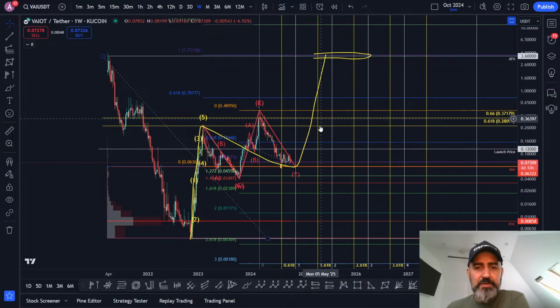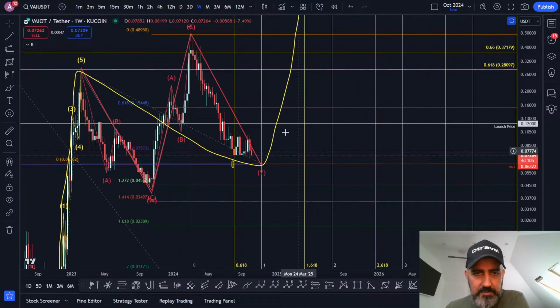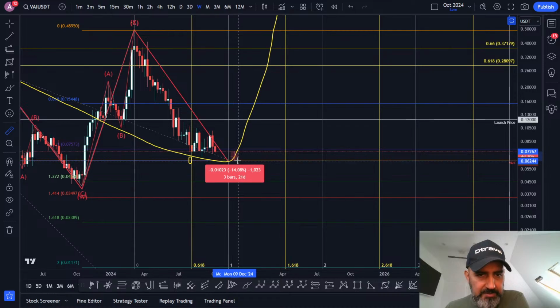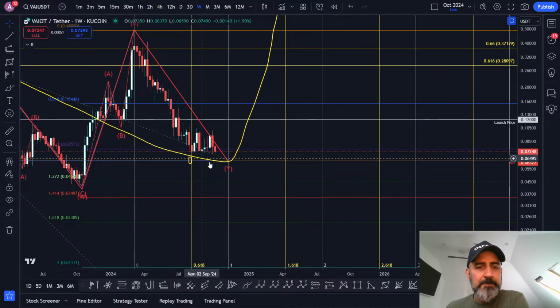It's a big mover if it was to do that, and I have no idea if it's going to do that. You want to count the waves. You'd expect 5 waves. And so the price is only getting down to the value area high. It's only about 13% lower than where we are now.